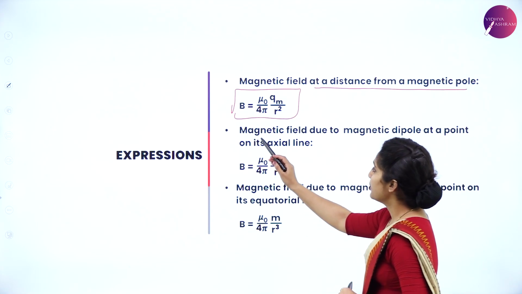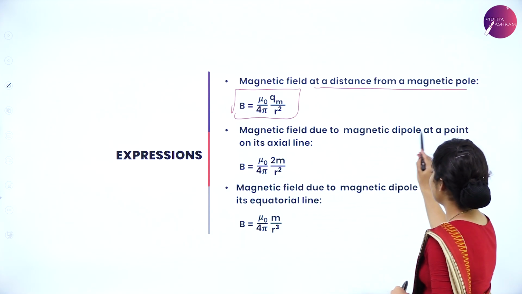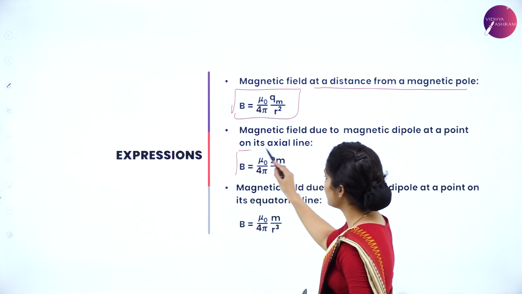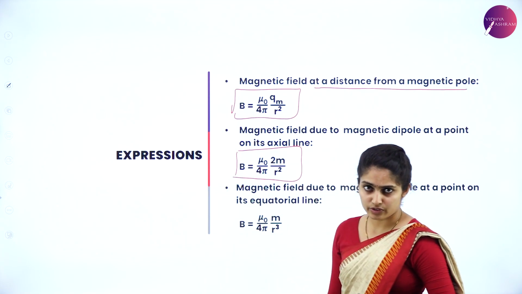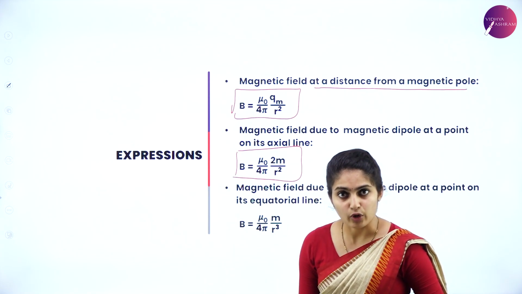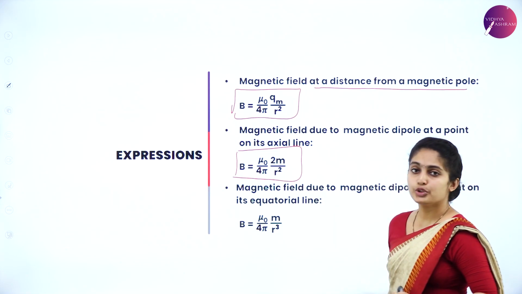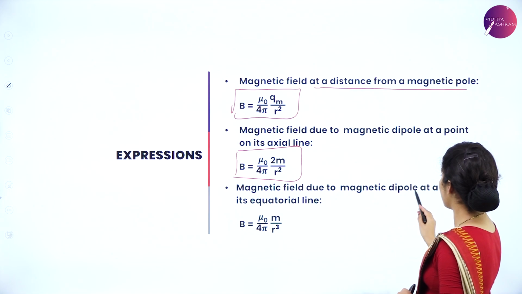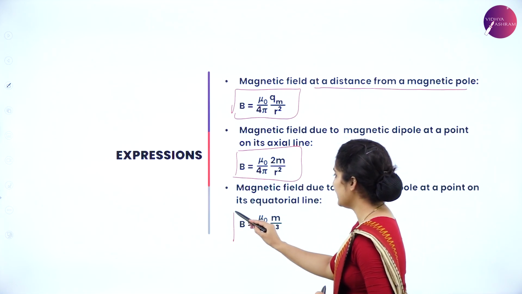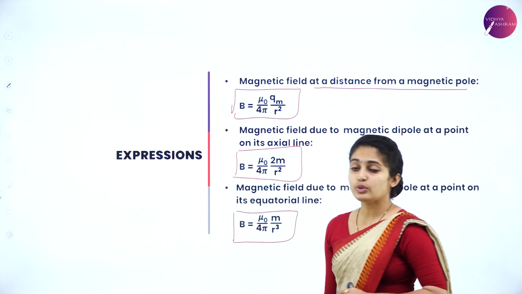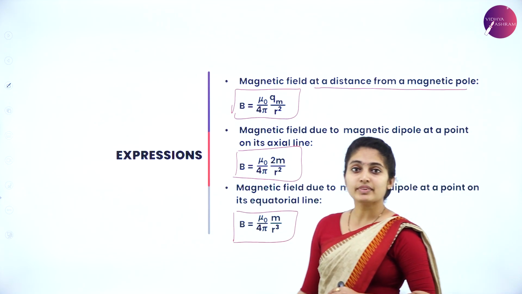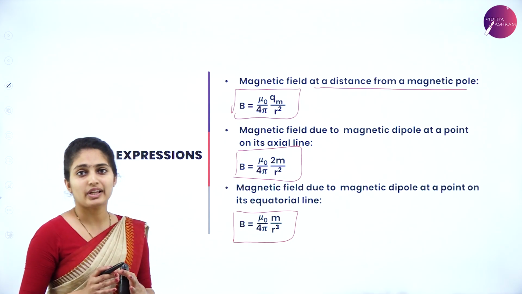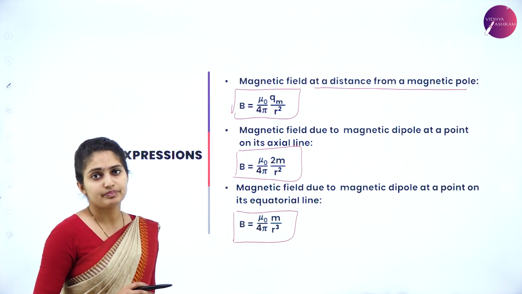So here we have the magnetic field due to a magnetic dipole at a point on an axial line, for which B is equal to nu naught by 4 pi, which is a constant whose value is 10 to the power of minus 7, times 2m divided by r square. Finally, you have the magnetic field due to a magnetic dipole at a point on an equatorial line, which turns out to be B is equal to nu naught by 4 pi m divided by r cube. These are the concepts for which you will have to analyze the equations.